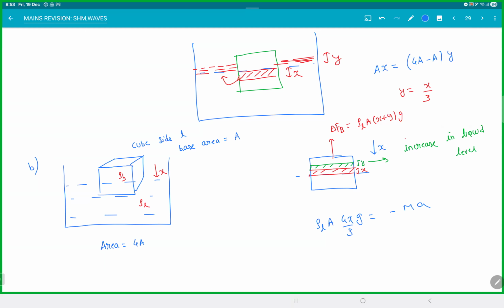So be careful whenever areas are given, and I hope you understood why I took 4a minus a. Because this area already is a, you are increasing the water level beside it, na? So that should be the remaining area. You can't increase the height where you're standing. Clear with this? So if I give you a1, a2, then the answer would have been a1 into x is equal to a2 minus a1 into y. That is how a general equation would have been.